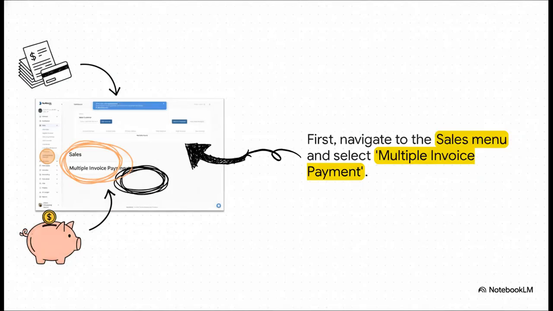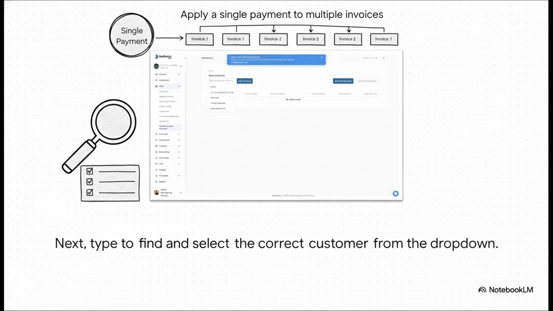Okay, so first things first. From your main dashboard, you're going to look to the left and head over to the Sales menu. From there, you'll see an option for multiple invoice payment. Go ahead and click that. All right, now you just have to tell the system which customer this payment is from. Just start typing their name right into the Select Customer field, and you'll see a drop-down pop-up. Just pick the right one from that list.